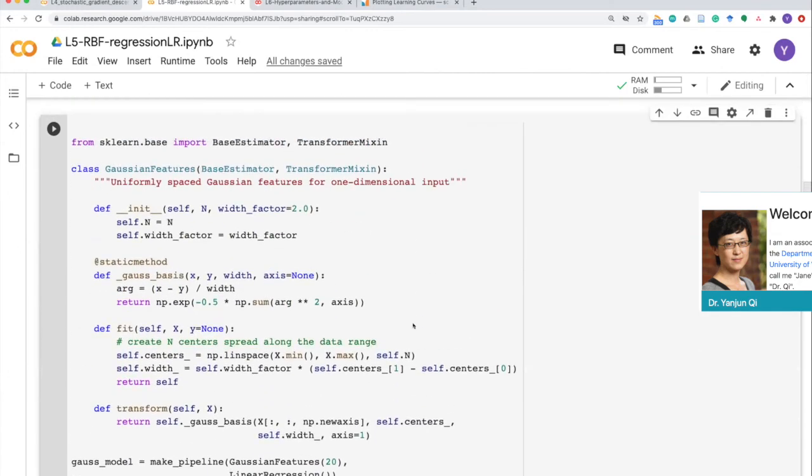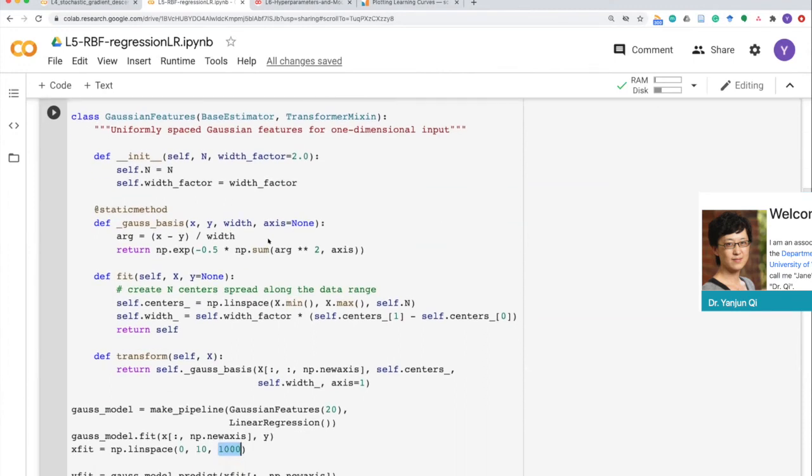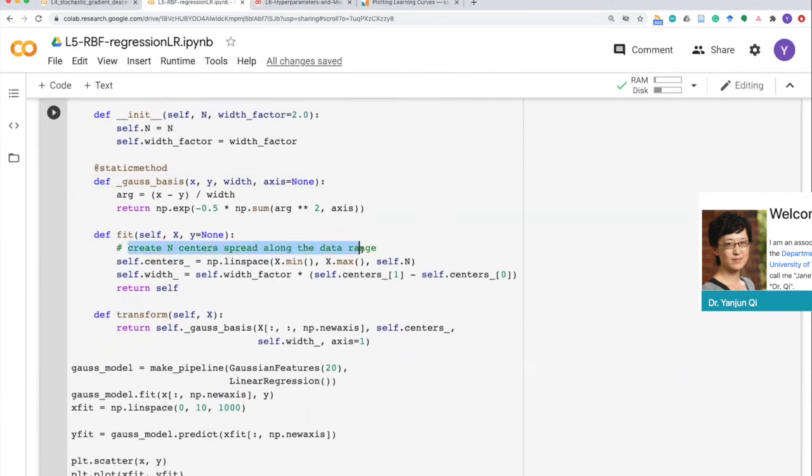So let's come back to this Gaussian feature generator. Like I told you, you need to select the center and gamma for each kernel, each basis function. This is a pretty simple way to select it. They just create n centers uniformly sampled from the data range, from the min to the max. So this is one way to automatically select the centers.